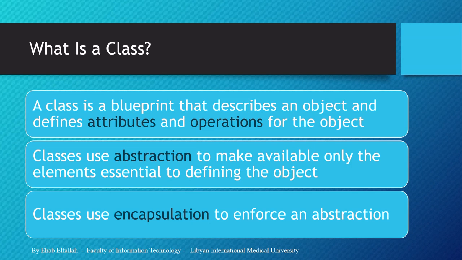And classes also use encapsulation to enforce abstraction. To do this abstraction, we have to cover all the attributes and methods in one body, so we can enforce the abstraction. So encapsulation is how to cover the attributes and methods in one body. So this is how to use the classes.